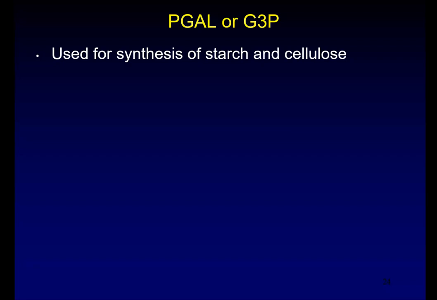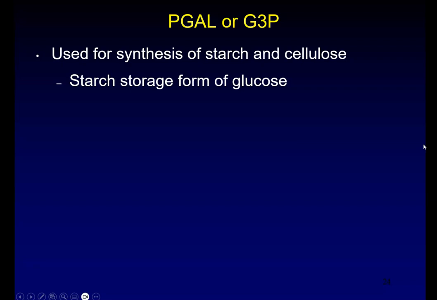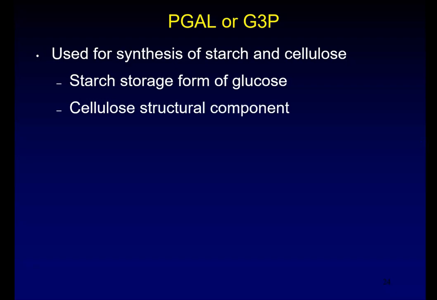PGAL can be used for synthesis of starch and cellulose. We know that starch is the storage form of glucose. We know that cellulose is a structural form of glucose. Us animals cannot digest cellulose, nor can we make cellulose, so it's used for the fiber in our diet. So starch again is a storage form of glucose, and cellulose is a structural component.